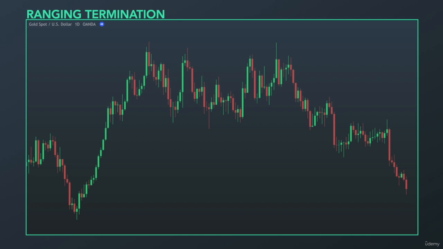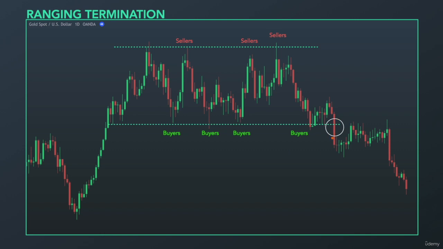Gold daily time frame. So coming from an uptrend or an upside move, we entered into a sideways market condition. Okay, so we have buyers at the lower end of the range and sellers at the upper end of the range. Okay, and then price decided to break down. Okay, so this is our confirmation that this range is already finished, and we are now going to see a downside move.